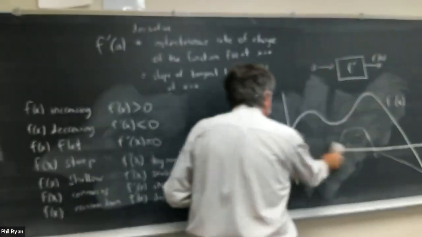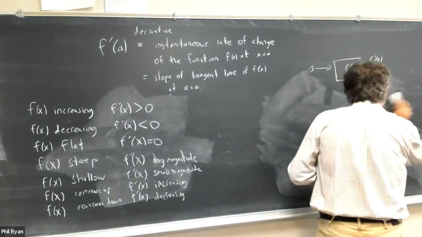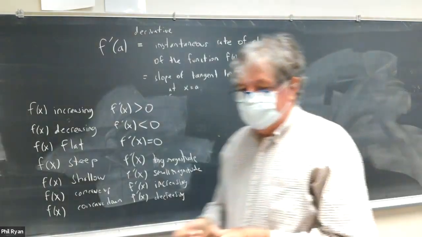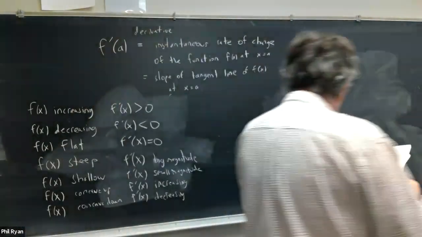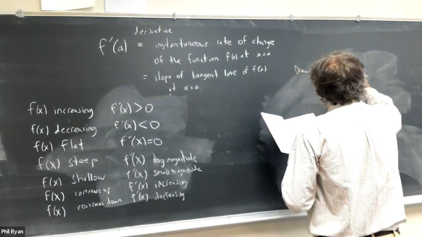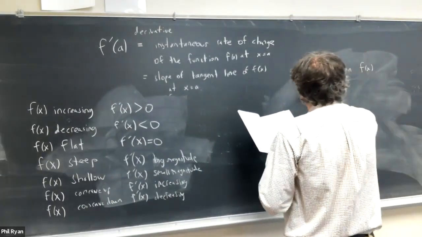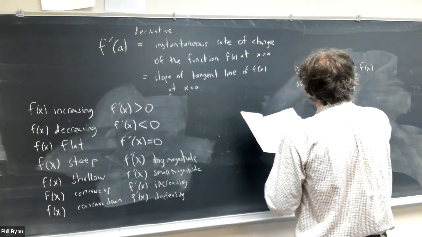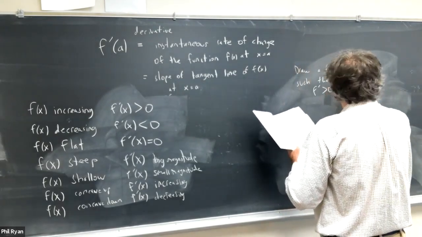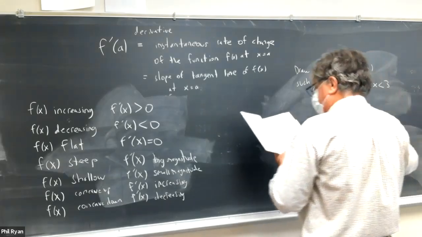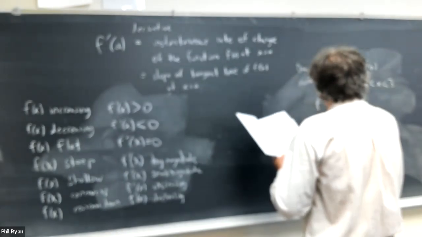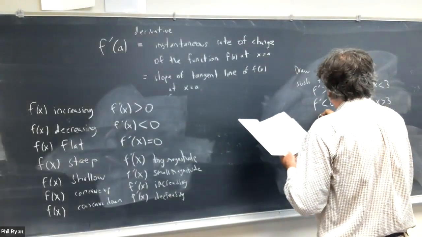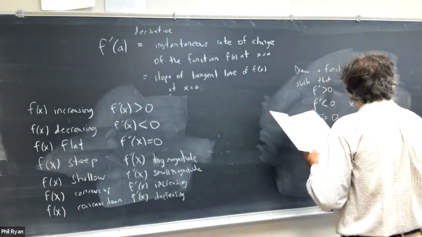Okay. Here's another kind of graphical problem. Draw a function f such that f prime is positive on x between 1 and 3. F prime is negative for x less than 1 and x greater than 3. And the function is 0 at x equals 1 and 3.